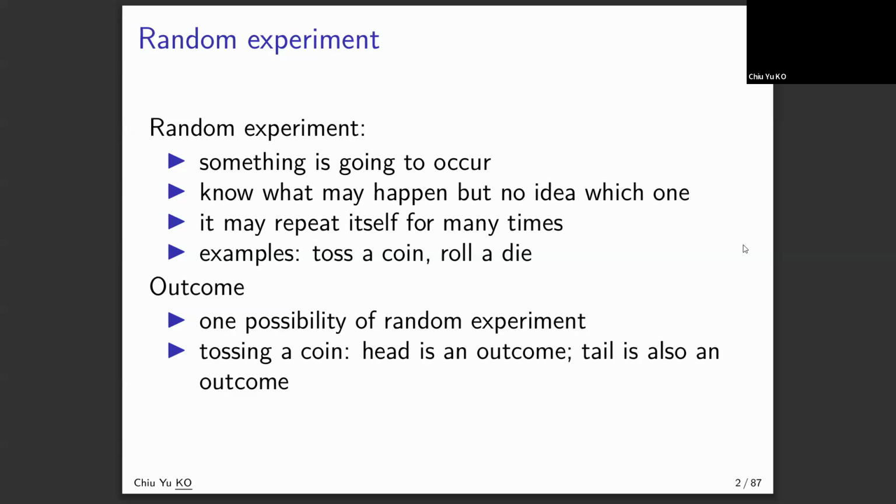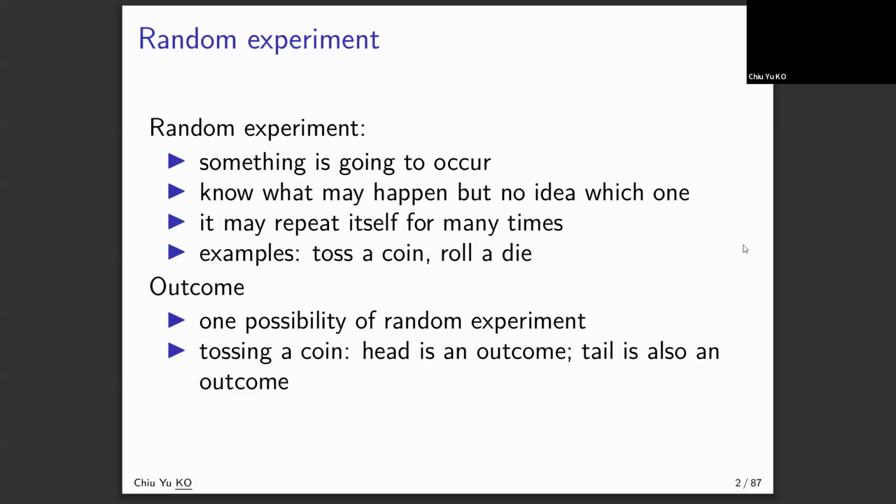A random experiment is something where we know something is going to occur, and we know what might occur, but we don't know exactly which one will occur. That means there's no surprise that an outcome is possible, but which one actually happens is a surprise to you.